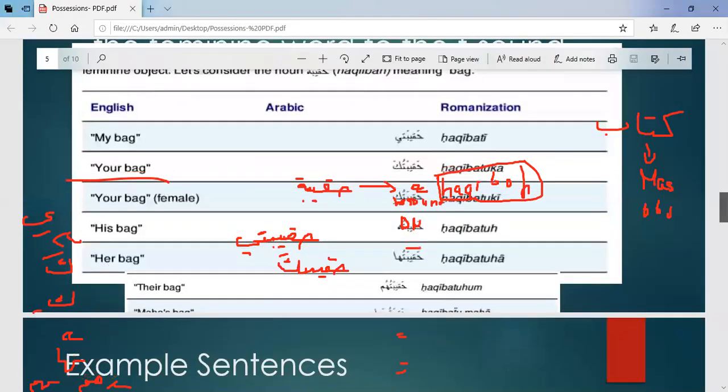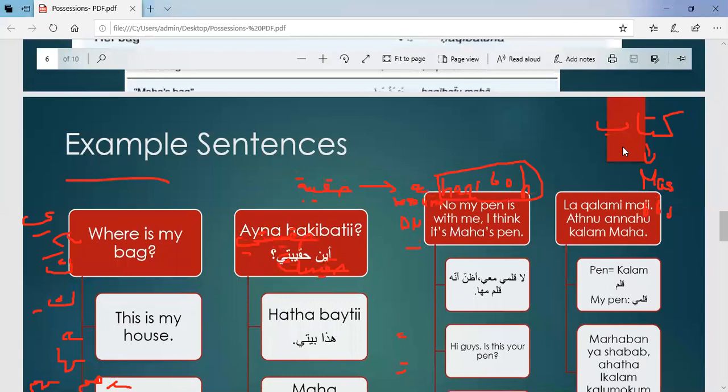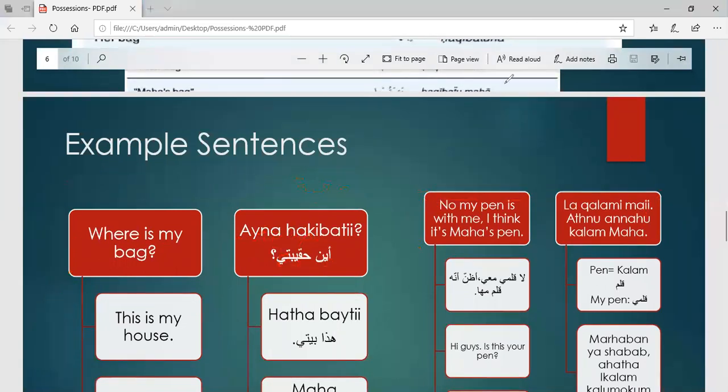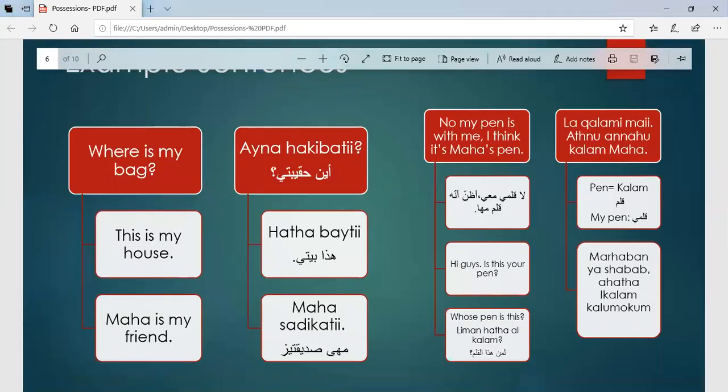So here we are learning how to attach possessive pronoun suffixes to a possessed noun. Example sentences here. Let's use example sentences for asking who something belongs to, or for using possessive pronoun suffixes. Where is my bag? What does it mean here? You're asking about your bag, and you're using the possessive pronoun suffix in a sentence, because here we have a possessive pronoun suffix and before it a possessed noun. What do you mean by where? Where is? Aina. My bag, aina haqibati.